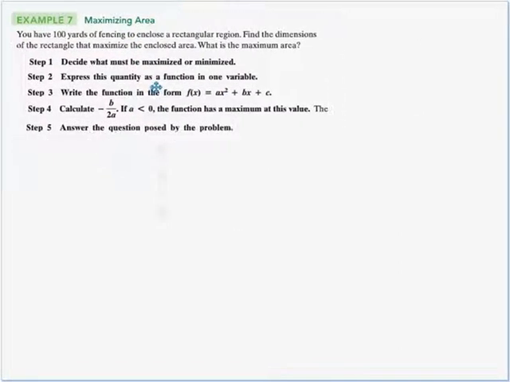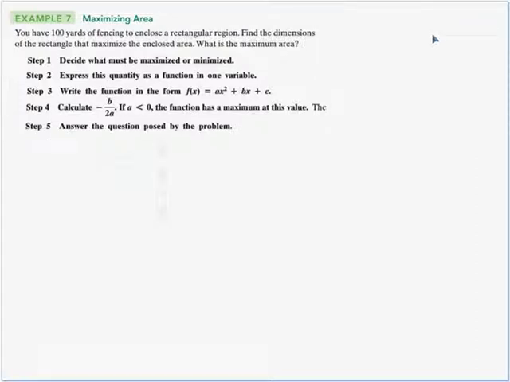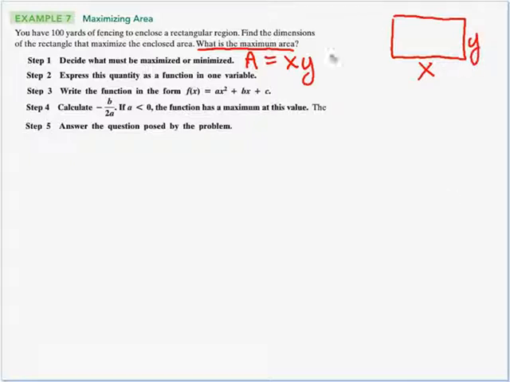So we got 100 yards of fence to enclose a rectangle. We want to maximize the area. Step 1, decide what you want to maximize or minimize. Well, here it says maximize the area. So we want to maximize area, and the area of a rectangle is length times width, or let's just call it x times y. Call this x, and we'll call this y. In calculus, we call this our primary. That's the most important equation. That's what we want to maximize or minimize.